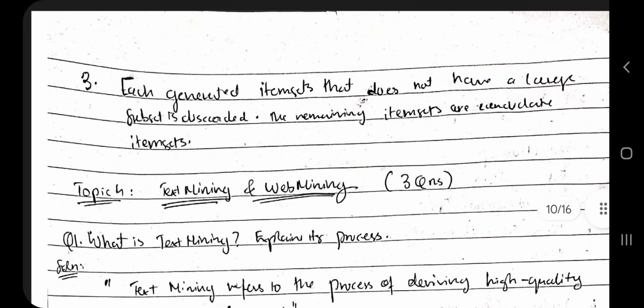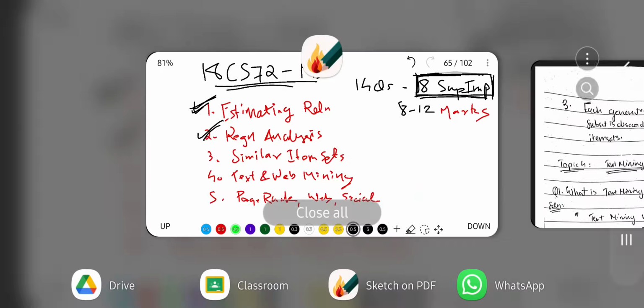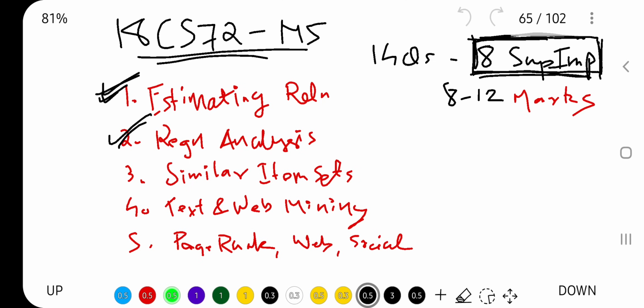Each generated item set that does not have a large subset is discarded. The remaining items are the candidate item set. Like that we will keep on going until we get the final set. So we are done with topic 3. Let's put a tick mark on that.